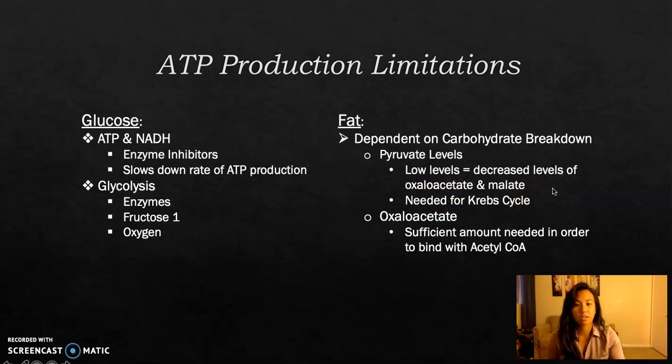And oxaloacetate was important because the acetyl coenzyme A will combine with that acid, and that's needed in order to continue on to the Krebs cycle, producing ATP. So that brings us to here, oxaloacetate, because if that isn't available for acetyl coenzyme A to bind to, then the Krebs cycle won't happen, and therefore ATP won't be produced.